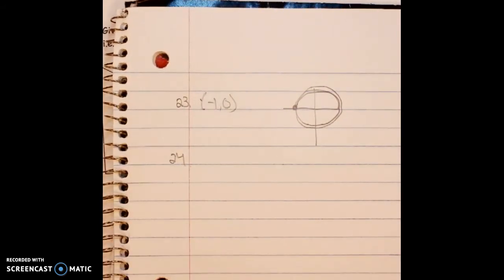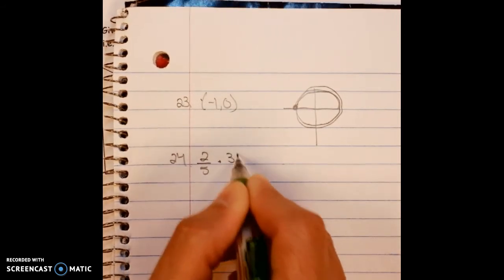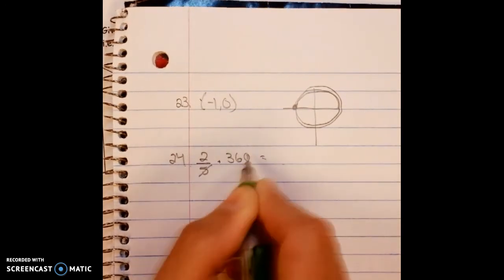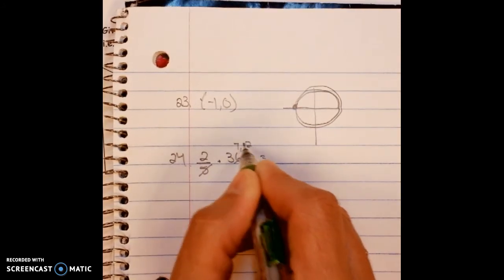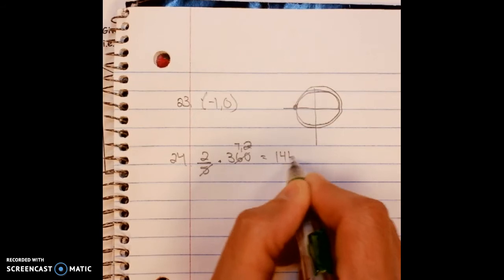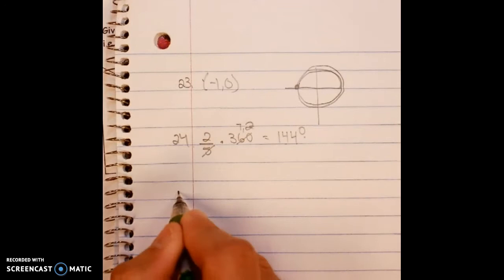24, they want us to go 2/5 of a revolution. So I'm going to go ahead and convert that to degrees. So that goes in there. 72 times 2, we end up at 144 degrees, and actually that's not based on either special right triangle, so at this point we can't do it without a calculator, so we're going to skip that. Let's move on to 25.